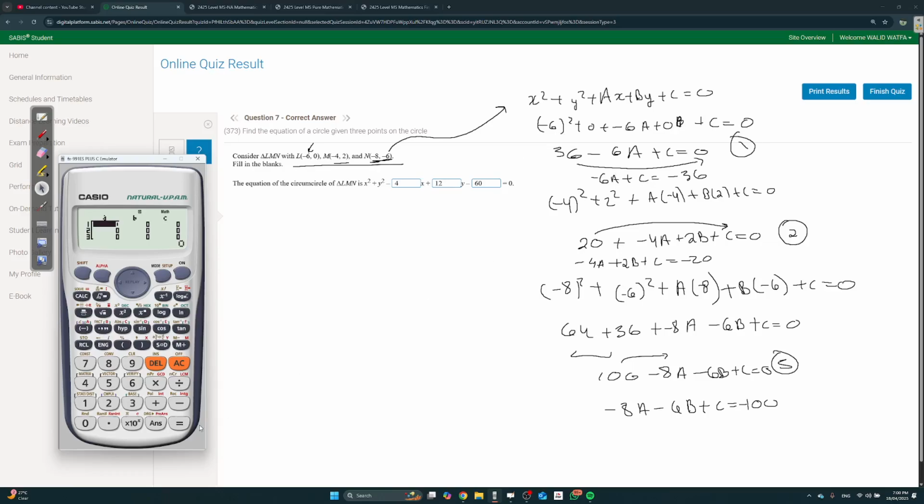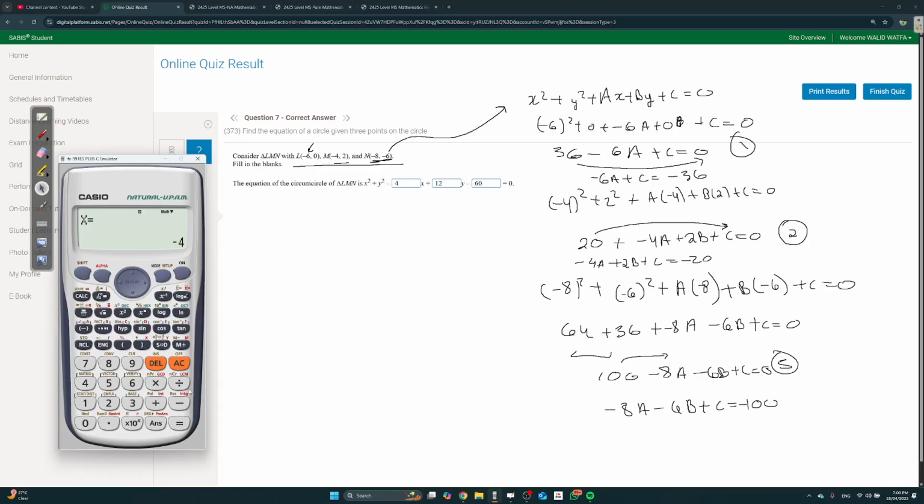Over here, the a coefficient is negative 6. We don't have any b, so the coefficient will be 0. For c, the coefficient is 1, and d is negative 36, right? The next one: a is negative 4, b is 2, c is 1, and d is negative 20. The last one: minus 8 is the a, minus 6 is the b, c is 1, and d is negative 100.